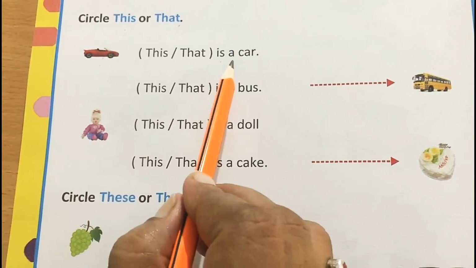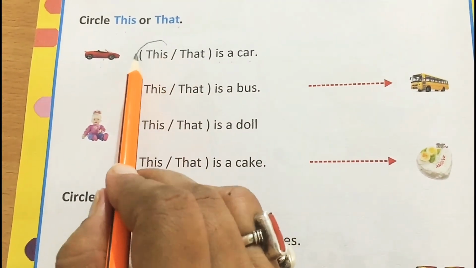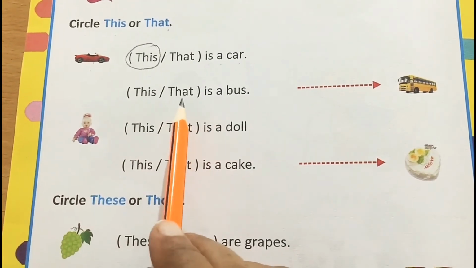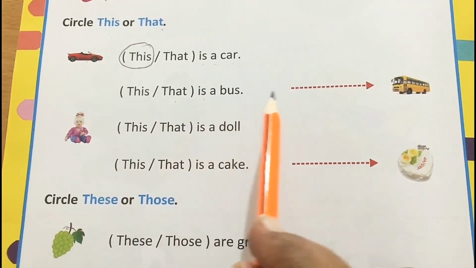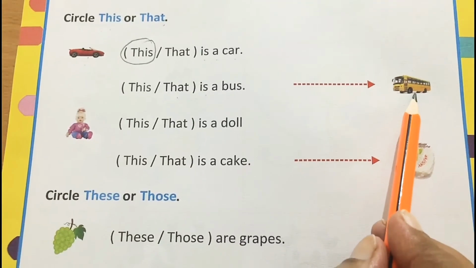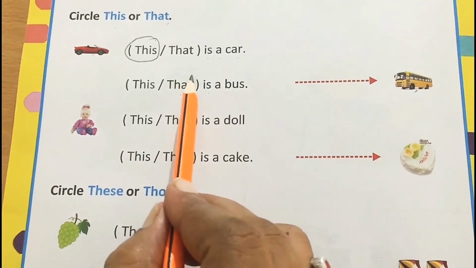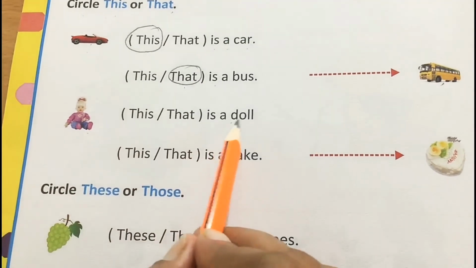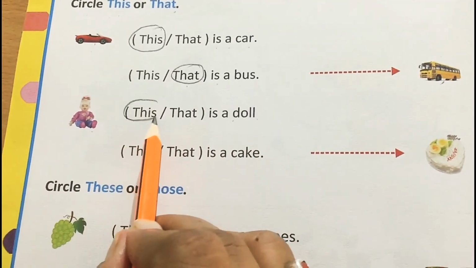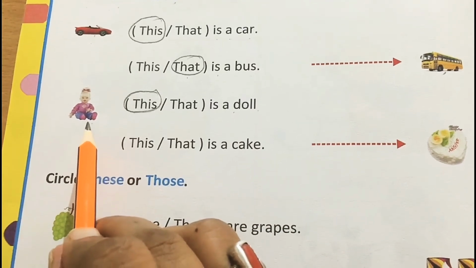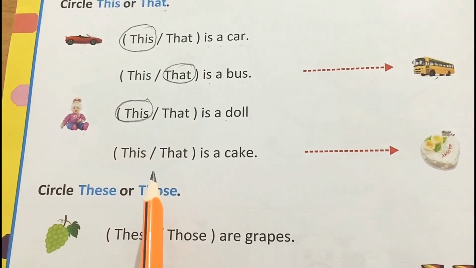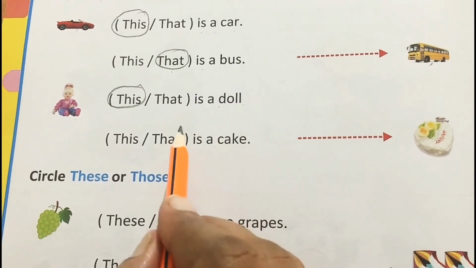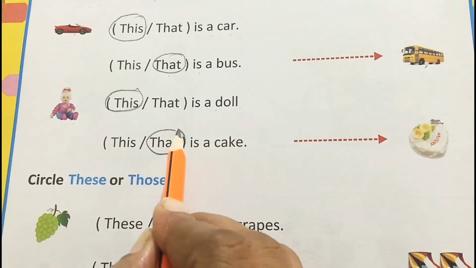Kids, circle this or that. This is a car because this is near. That is a bus because this is far from us. This is a doll because doll is near to us. That is a cake because cake is far from us.